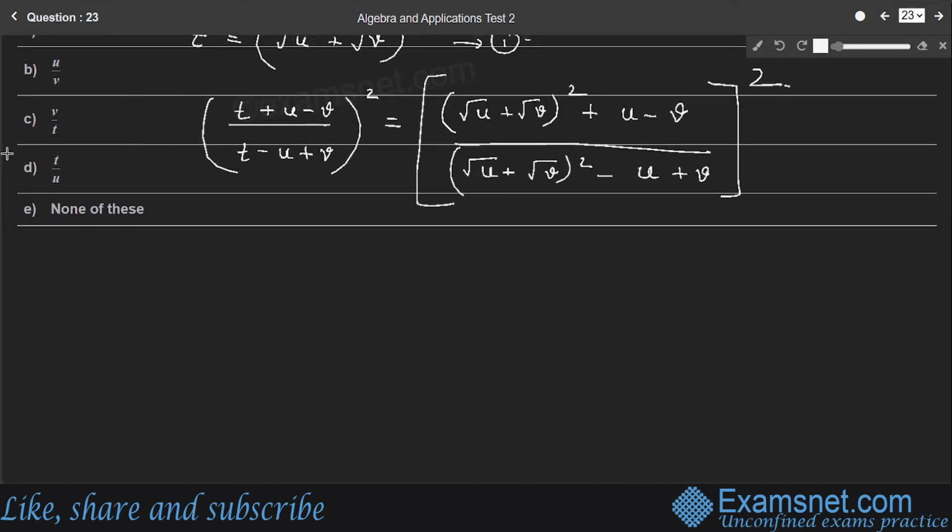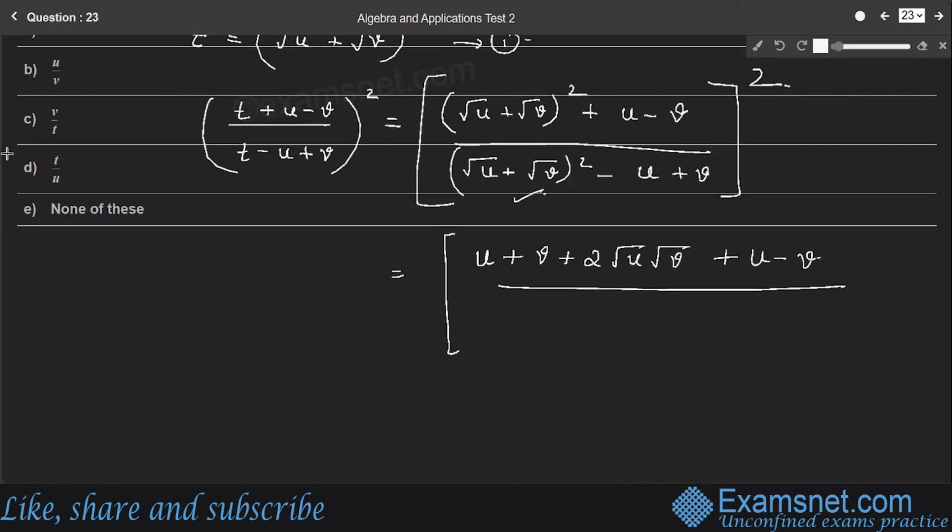So let us consider the numerator. Inside the bracket, the numerator has root U plus root V the whole square, which is in the form of A plus B whole square. So A square, root U the whole square is U itself, plus B square, B is root V, its square is V, plus 2AB, 2 root U into root V. And the remaining terms are U minus V. And the denominator becomes, again, the first term in the form of A plus B whole square, A square plus B square plus 2AB, 2 root U into root V, minus U plus V.